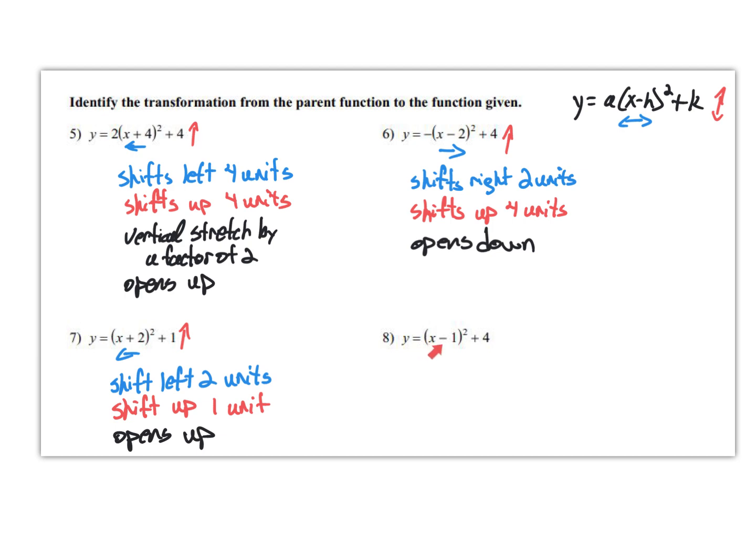All right, last one here, (x minus 1) squared plus 4. We have the shift to the right of 1 unit and a shift up of 4 units. Looks like they all shift up 4 units. And again, the a value is the 1, so there's no vertical stretch or compression, and it opens up. All right, and that's a look at identifying transformations.